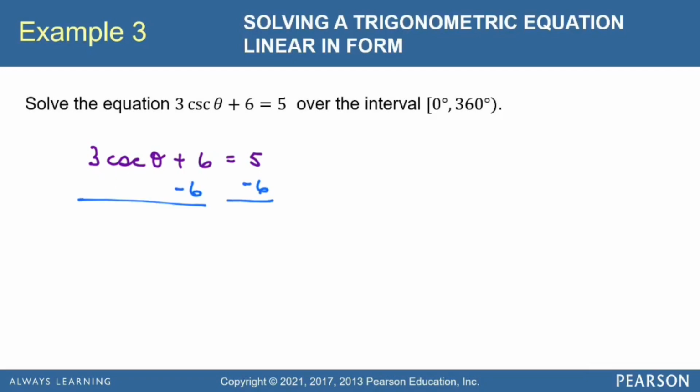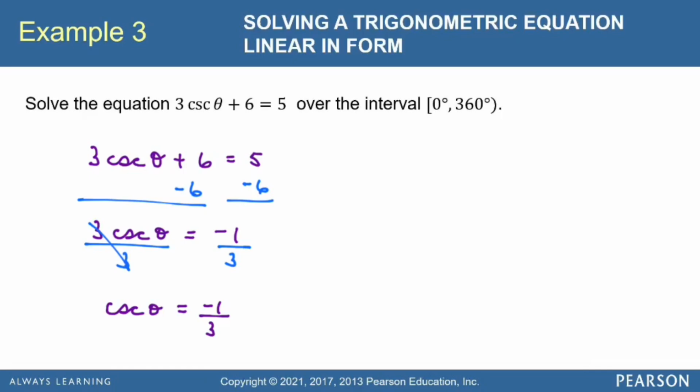We'll start by subtracting 6 from both sides. That will give us 3 cosecant theta equals -1. And now we divide both sides by 3, and that gives us cosecant theta equals -1/3. Now this cosecant value does not match any of our memorized reference angles, so we know we're going to have to go to the calculator.